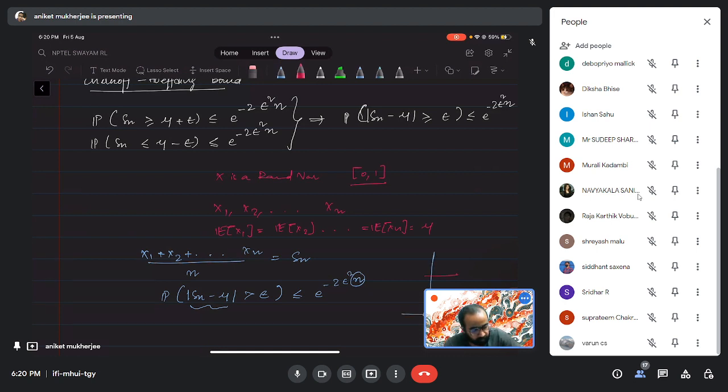Suppose this is your true mean. And you are estimating it, and someone is asking you, okay, how epsilon close are you to the original mean? Now you say that if I have taken n samples, the probability that I am not epsilon close to the mu is always less than or equal to this quantity. As n increases, this quantity keeps on decreasing. So the more samples you get, the probability that you are epsilon away from mu keeps on decreasing. I hope I am making it clear.